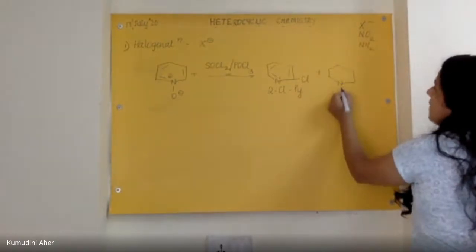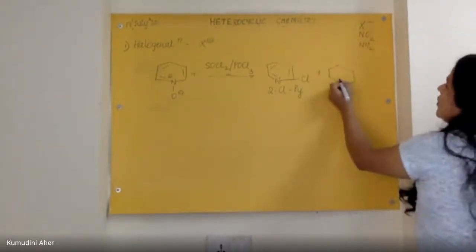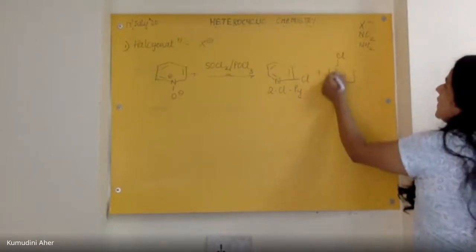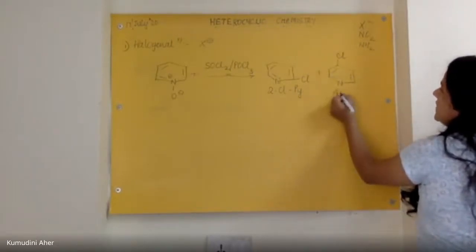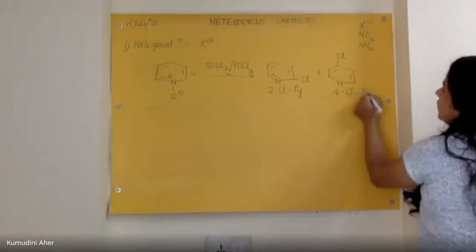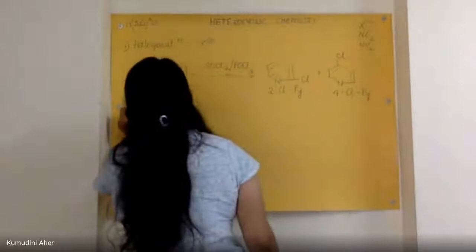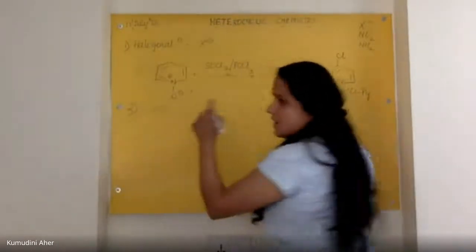Now, you can have a few isomers also. It can also happen that your chlorine might go to this position. So, this is also correct. And the name will be 4-chloropyridine.